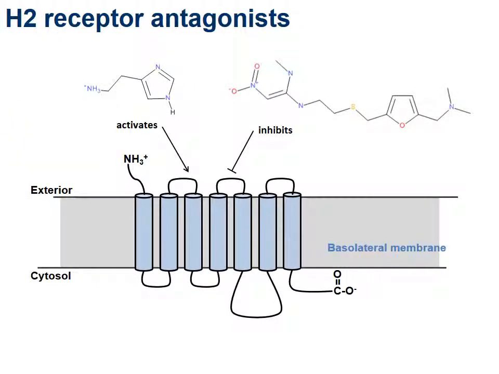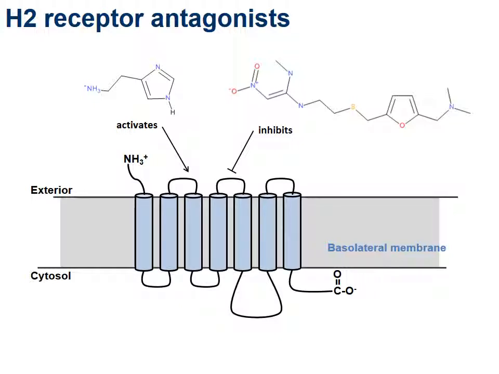So first we will discuss the effects of H2 receptor antagonists. So here is a schematic diagram of the H2 receptor, which is a G protein coupled receptor, so it's characterized by these 7 transmembrane helices. And the normal ligand that activates this receptor is histamine, and this is an example of an H2 receptor antagonist, ranitidine in this case.